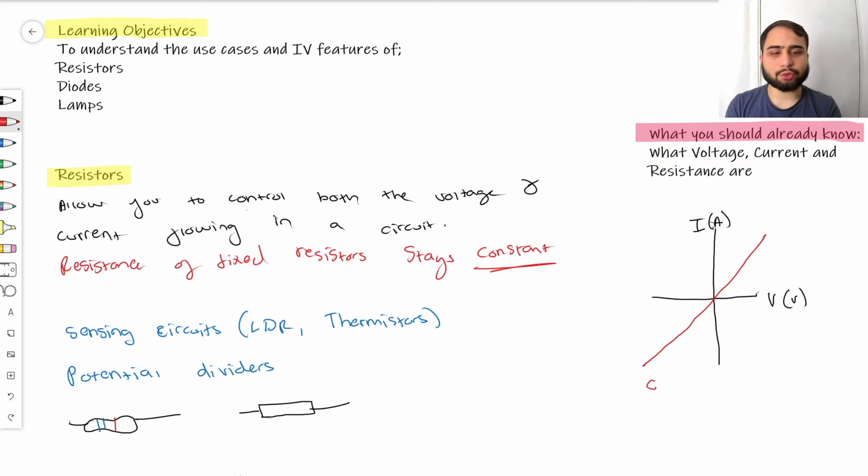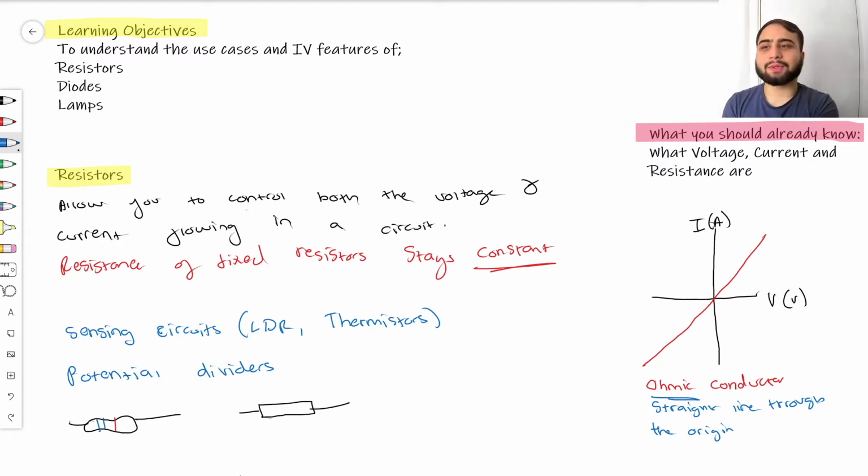So this is what you call the behavior of an ohmic conductor. Okay, a straight line through the origin. Now you may be wondering, ohmic, I've heard that one word before. Well, this is to do with Ohm's law, which tells you that at a fixed resistance, as you can tell, these are fixed resistors, voltage and current are directly proportional, and that is shown by a straight line through the origin. So now you understand the uses for resistors and the characteristics for an IV graph.